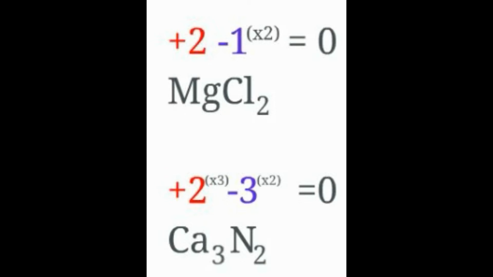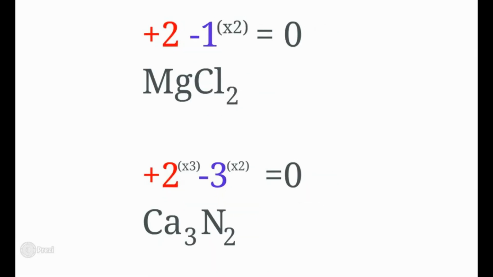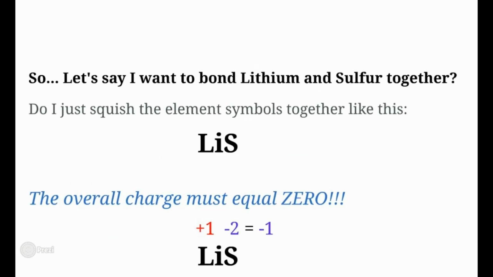Now, I will tell you, there is a trick to doing this. Some people, and this is like the question you just asked, say you want to bond lithium and sulfur together. You cannot just squish. Let me squish this bug real quick. There's no squishing in this class. No squishy. This will not work. Why? Look at their charges.